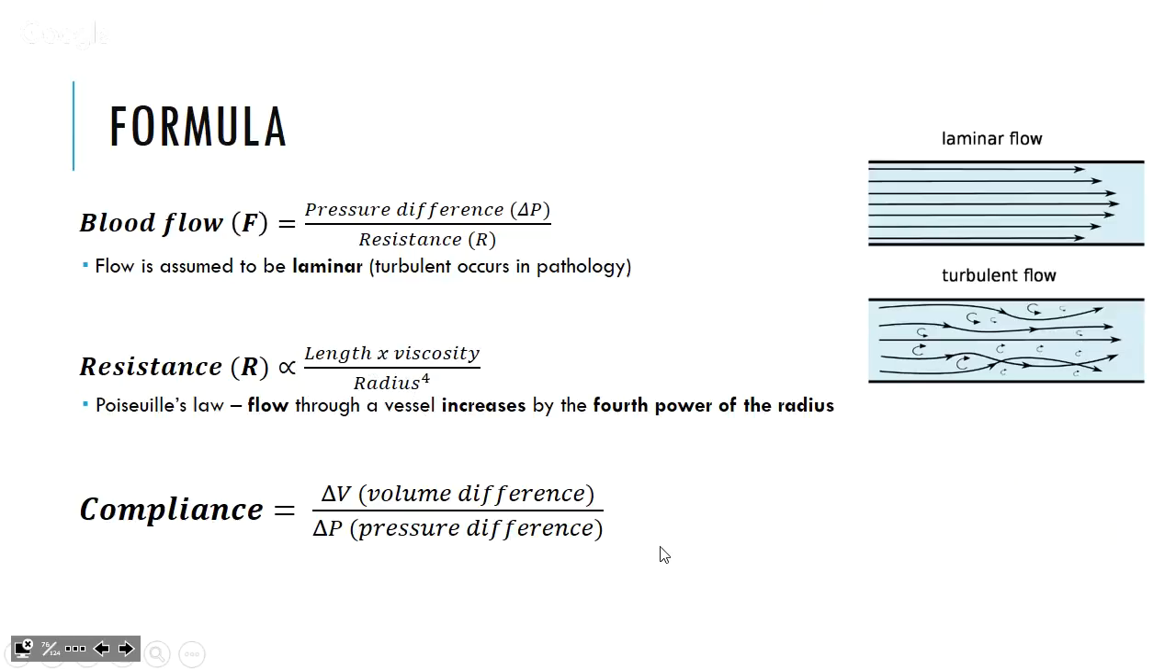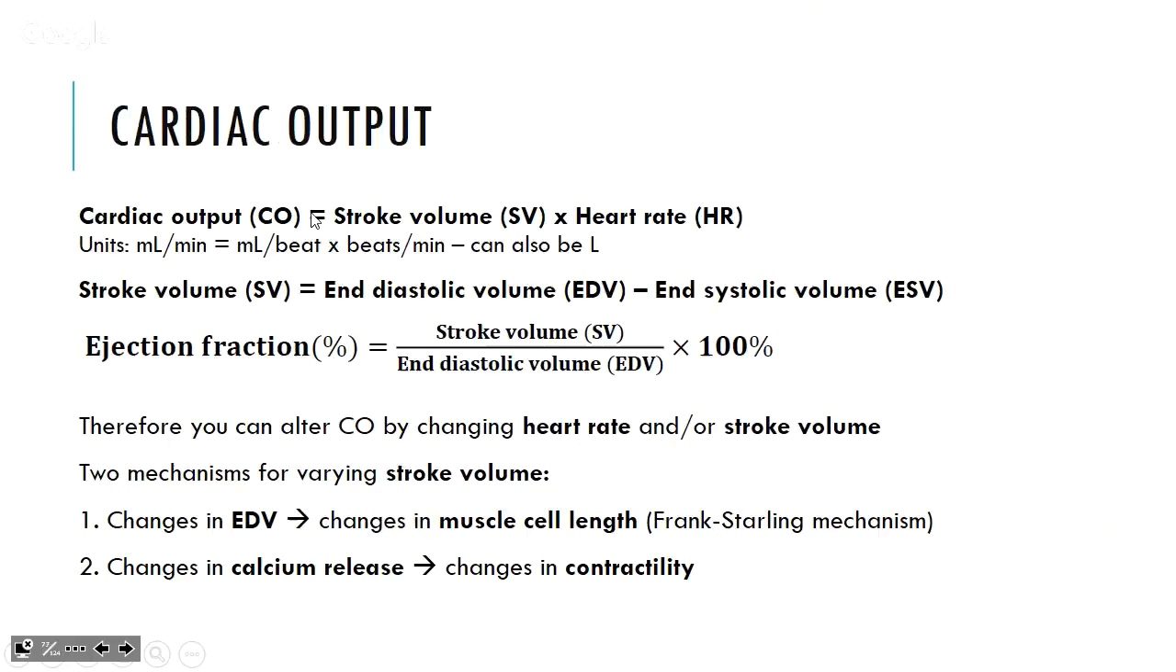And then compliance is just how stretchy your vessel is. So for example, a balloon will have really high compliance because you can fill it up heaps and there won't actually be a lot of pressure. Whereas a steel pipe will have really low compliance because you won't be able to fill it with a lot of volume before you get a high pressure. So it's just how stretchy it is basically.